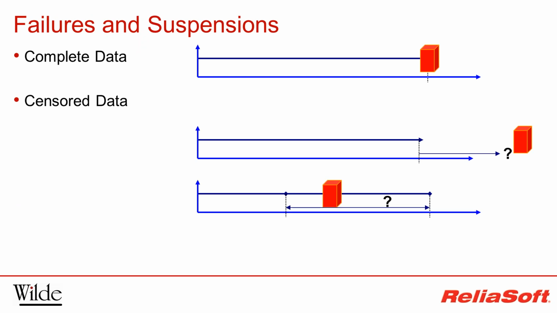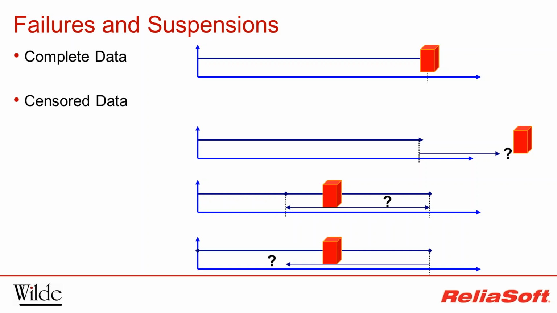Next, we have interval-censored data, where a unit failed in a time frame between inspections, giving a window in which failure could have occurred. Finally, we have left-censored data, which is another form of interval-censored data, in which a unit failed before its first inspection interval. Weibull++ is able to account for not only complete data, but also the full array of censored data types.